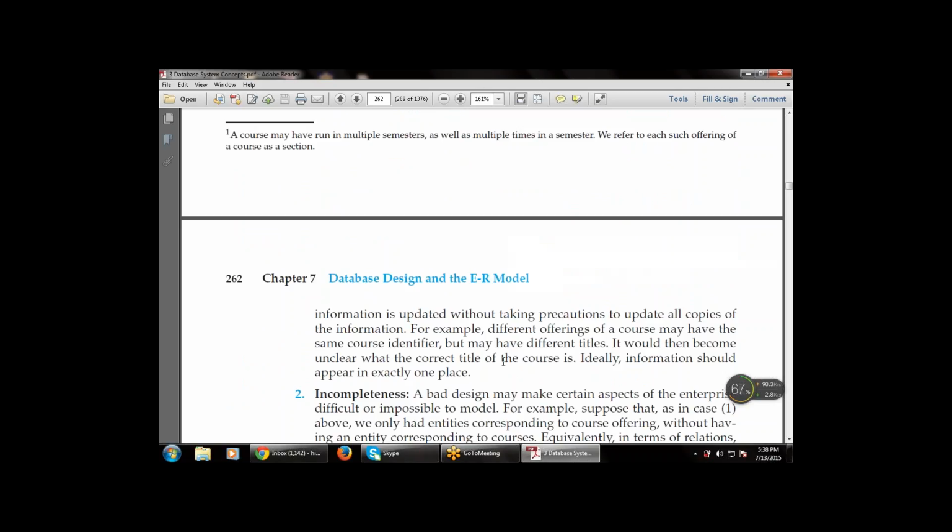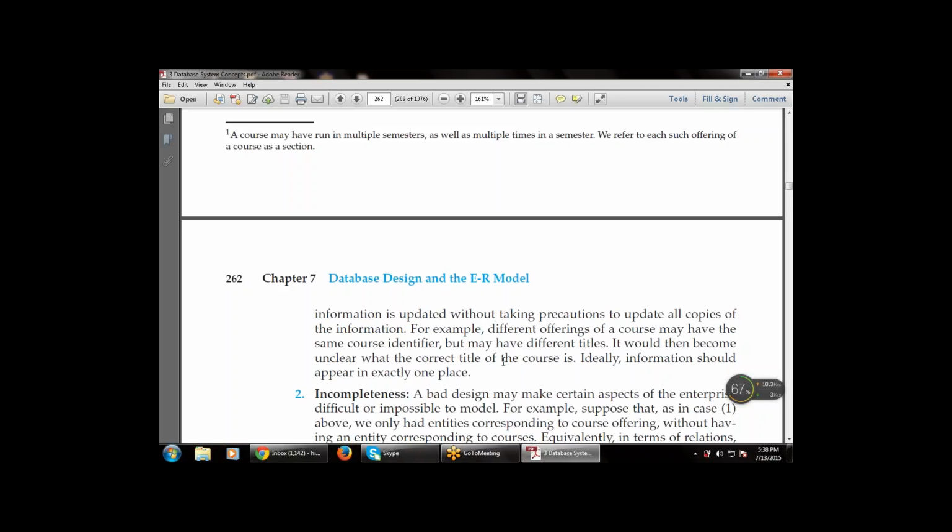If there is redundant data, and the information is updated, precaution must be taken to update all the copies of the information. Otherwise, there will be data inconsistency. Ideally, information should appear in exactly one place. There is no duplication of data, and this is one of the pitfalls in database design.